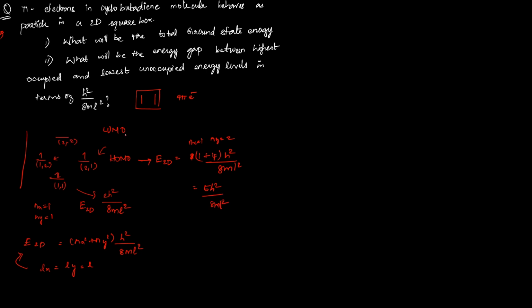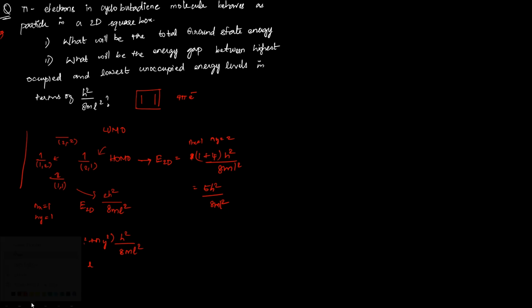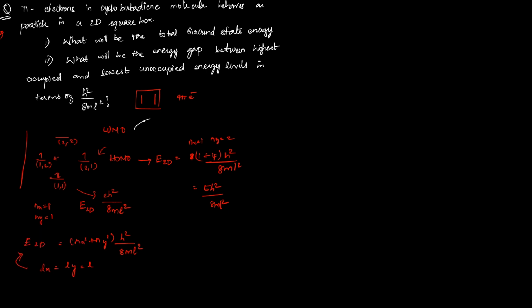Likewise, the energy for this LUMO state is going to be equal to 2 square plus 2 square, which is equal to 8. So this is going to be 8h square by 8ml square. Okay, so this is what your energies in your ground state. So நம்ம என்ன பண்ணிருக்கோம்னா, electrons simple fill பண்ணிருக்கோம். This is for your ground state energies.